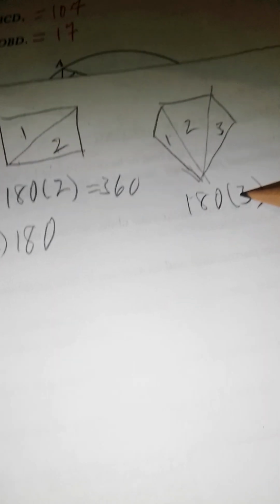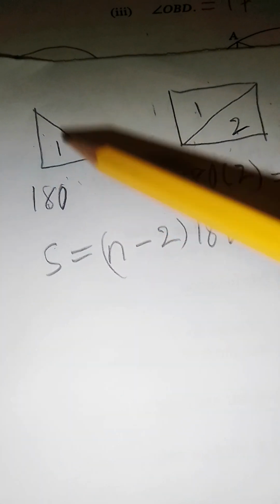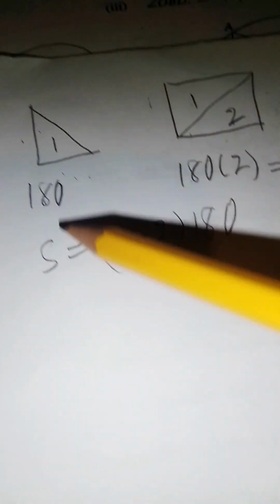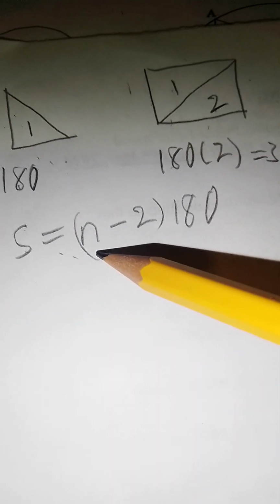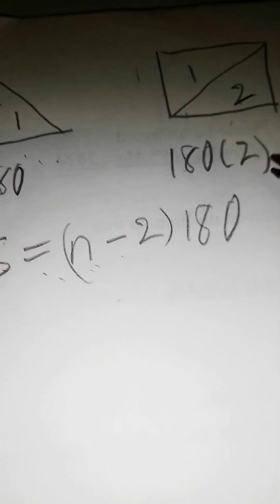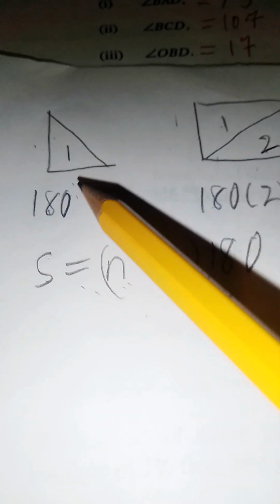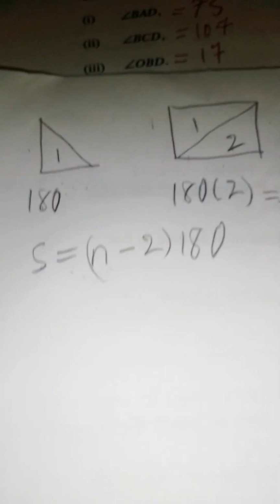Now, if you notice something here, the numbers 3, 2, and 1 are 2 less than the number of sides. So the sum of the interior angles is equal to the number of sides minus 2, times 180. But you can derive this formula by trial and error. So now, looking at that, let's answer this.